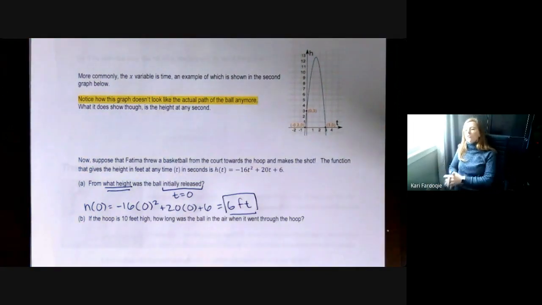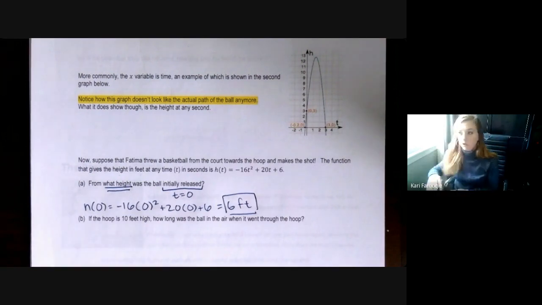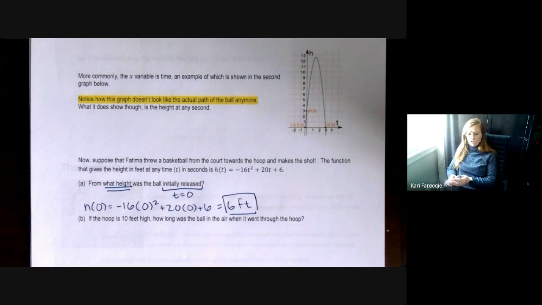You were probably also taught years ago, and I think it's a great idea now, to make sure that your answer makes sense. So you should be asking yourself, does it make sense that she released the ball from 6 feet? Of course it does.